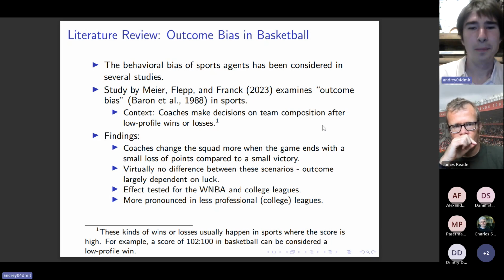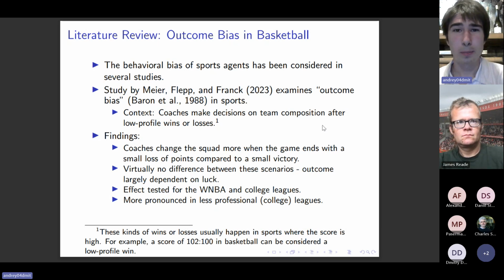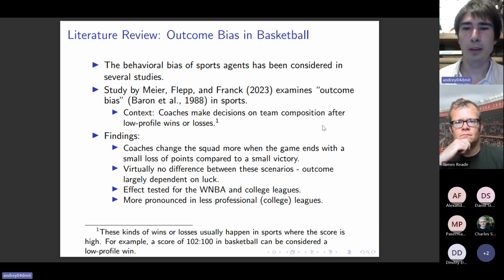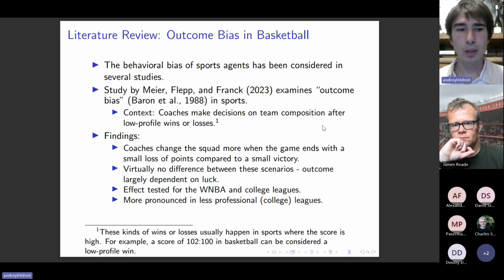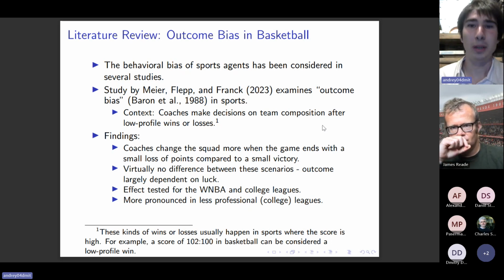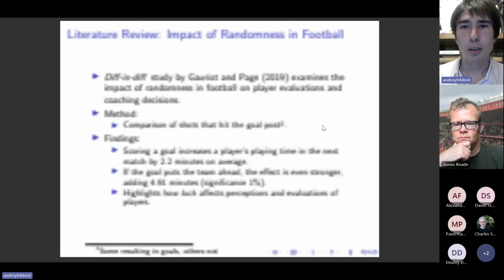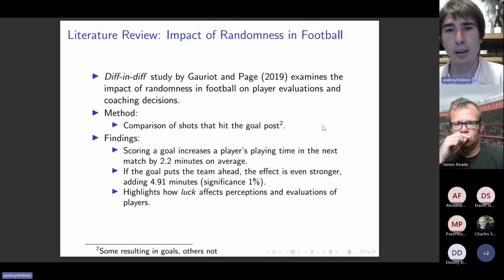One of the major outcomes of this paper is also that this outcome bias effect is more pronounced in less professional college leagues. And also that this effect for the WNBA is more pronounced than for the NBA. So league level matters.